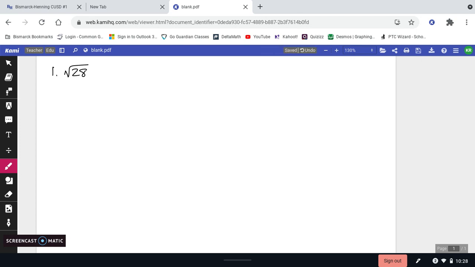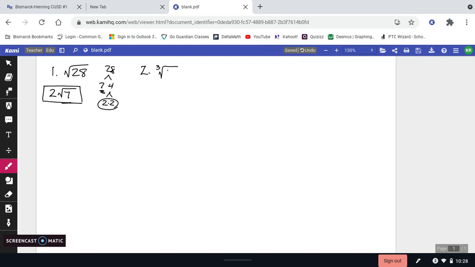So that's not a perfect square, so you're going to do a factor tree. So 28 is 7 times 4, and then my 4 is 2 and 2. So I have two 2's, which is enough to make a group. So pull those 2's out, and then 7 is left over. So 2 root 7.